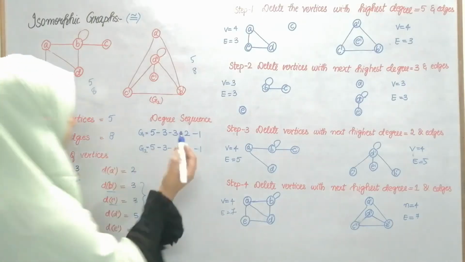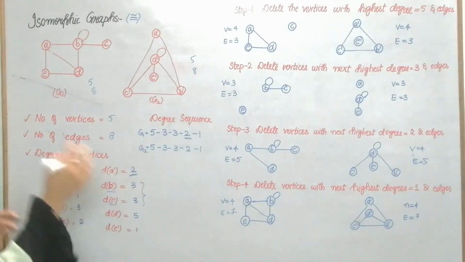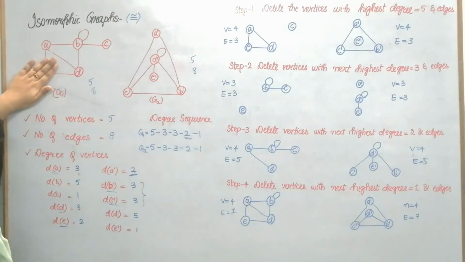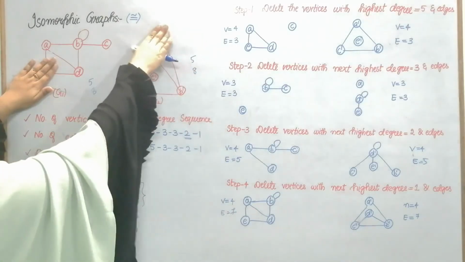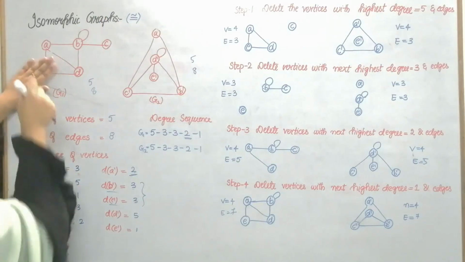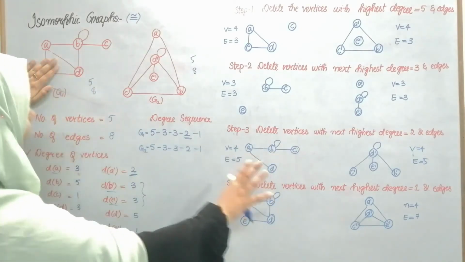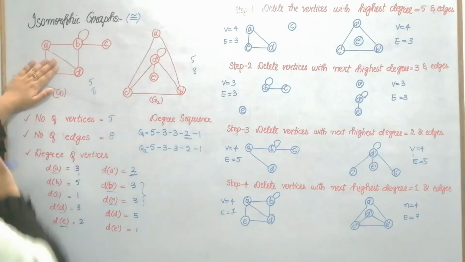Next, let's go with the next highest, that is 2. Now, whose degree is 2? Only E in the first graph and A in the second graph. Now from here E will be deleted, and from here A will be deleted. Okay? And the remaining will be as it is. If E is deleted from here, it will be A, B, C and D. A, B, C and D, and the edges which are connected to them.